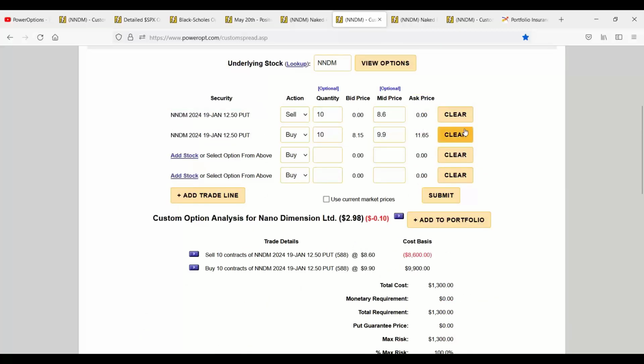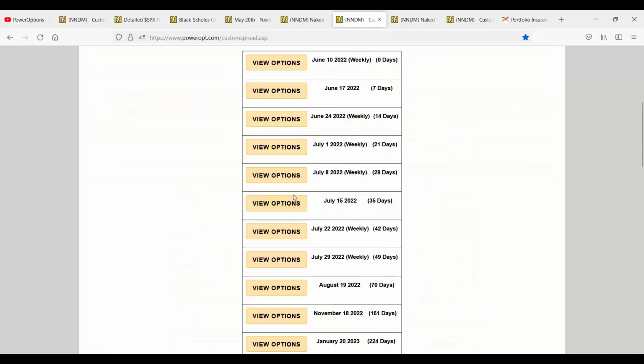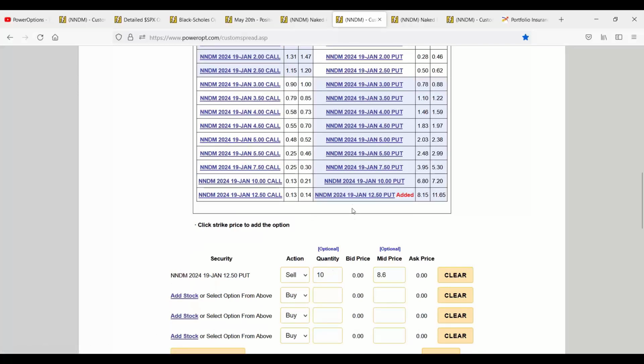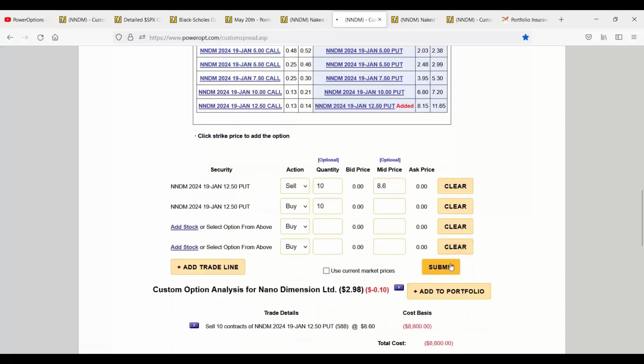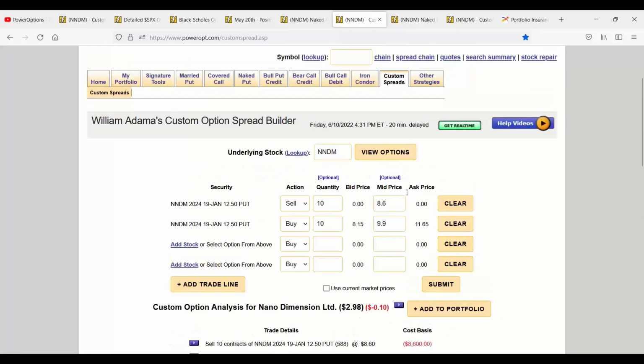Oh, it added twice. Why did it do that? Okay, there we go. Sell 10 at 860. I'm sorry. Now, we buy it back here. That's what I was trying to illustrate. We buy back the $12.50 now for its current price. You saw the loss that we were taking, okay? So it's $9.90, so we are at a loss now of about $1,300.